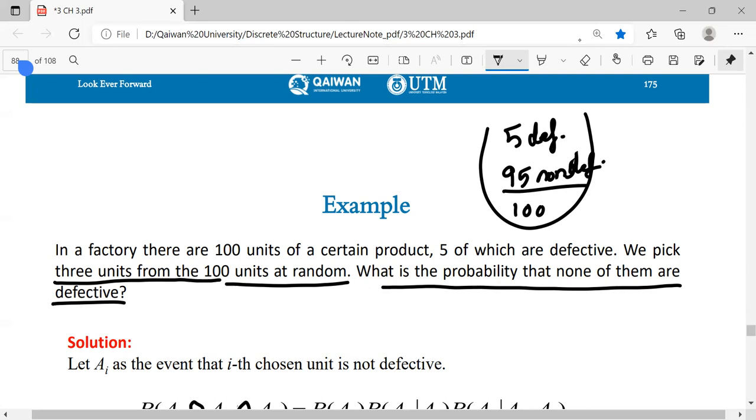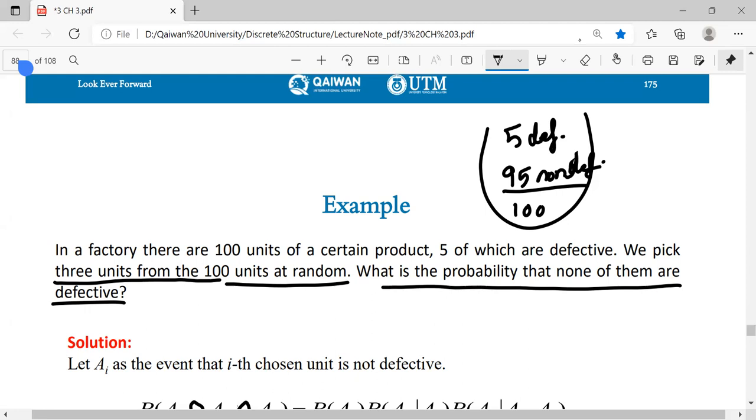We have only 5 defective products and 95 non-defective products. When we choose the first one, we choose it among 95 non-defective. We want it to be non-defective, okay? So what's the probability of choosing 3 products such that none of them are defective? That means none of them are among those 5 defective products.